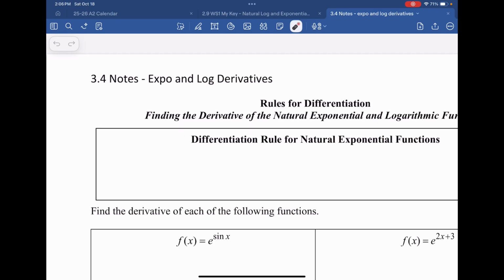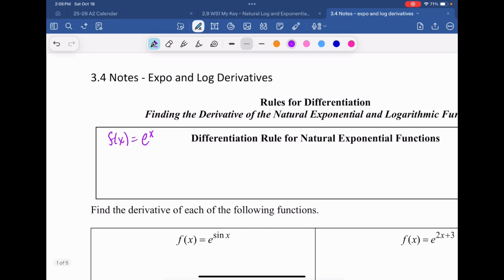So that is when f of x equals e to the x. Okay, this derivative is, and it's so difficult, the derivative of e to the x is e to the x. All right, and here's why.